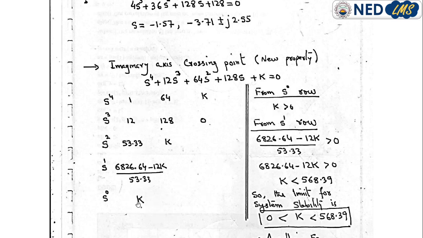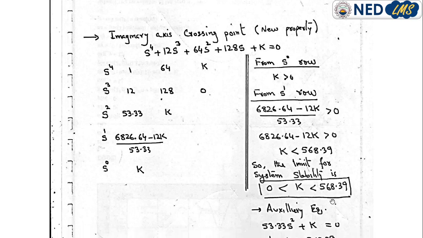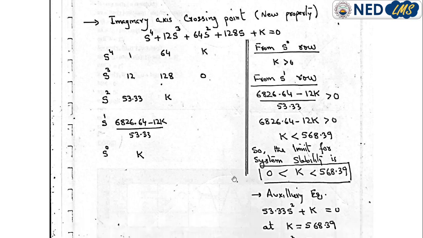This value must be greater than 0, and this value also must be greater than 0. Therefore the solution comes out to be k greater than 0 and less than this one. So this is also the range of system stability. Again, by writing the auxiliary equation from the preceding row, we find out the maximum range of stability.